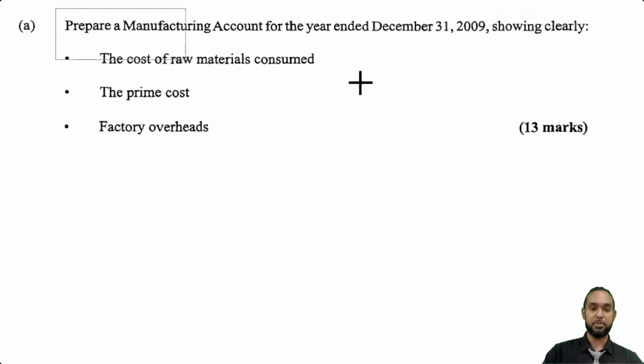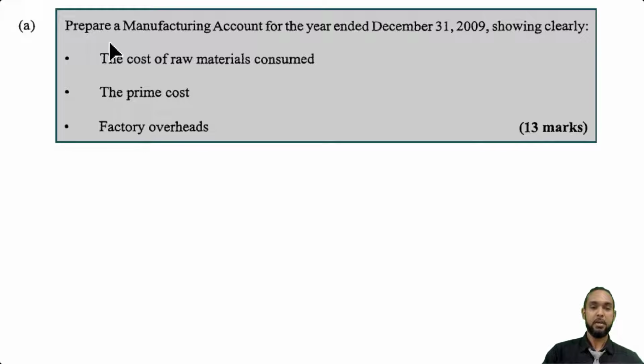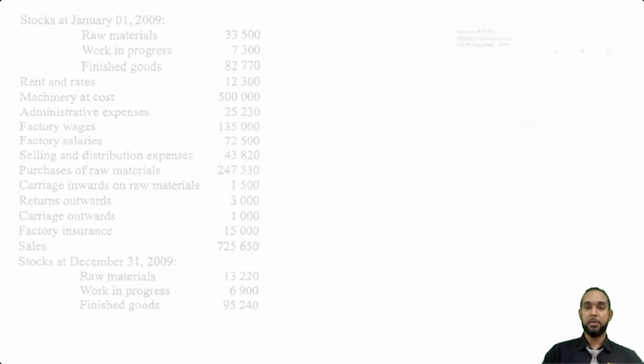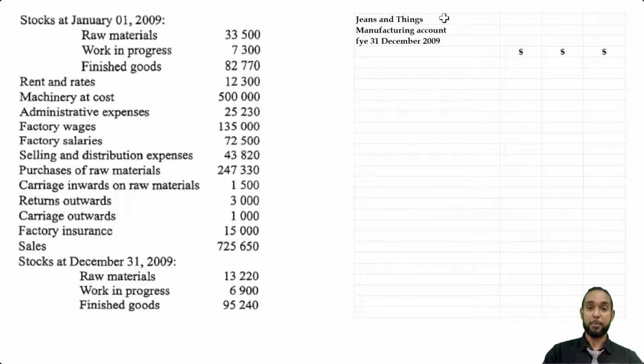The first thing they want us to do for 13 marks is to prepare a manufacturing account for the year ended December 31st, 2009, showing clearly the cost of raw materials consumed, the prime cost, and factory overheads. Okay, so start off by heading up your statement properly. Name of the entity, Jeans and Things. Manufacturing account, name of the statement, and the period to which it applies. For the year ended 31st December 2009.